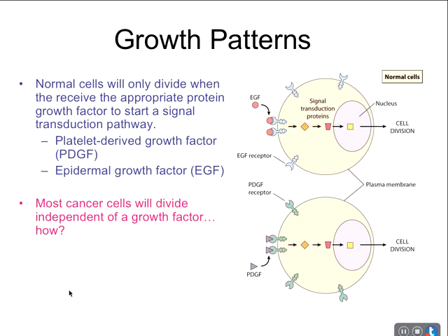Now, cancer cells, on the other hand, divide independent of a growth factor. They do not need that growth factor to go through their cell cycle. Now, if you had to suppose, how could a cancer cell get around this issue? How could a cancer cell possibly become independent of external growth factors?